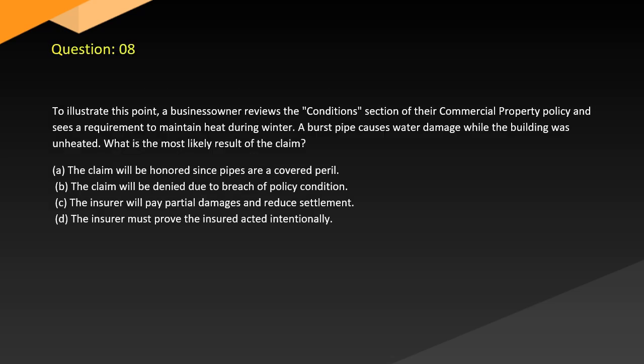Question 8. To illustrate this point, a business owner reviews the conditions section of their commercial property policy and sees a requirement to maintain heat during winter. A burst pipe causes water damage while the building was unheated. Weigh the most likely result of the claim. A. The claim will be honored since pipes are a covered peril. B. The claim will be denied due to breach of policy condition. C. The insurer will pay partial damages and reduce settlement. D. The insurer must prove the insured acted intentionally.